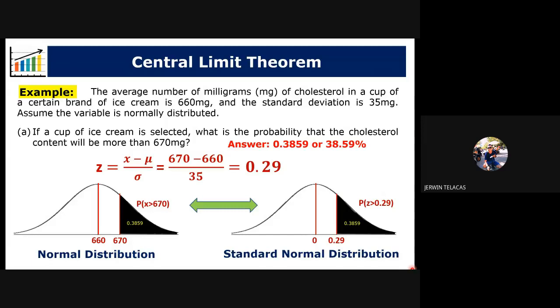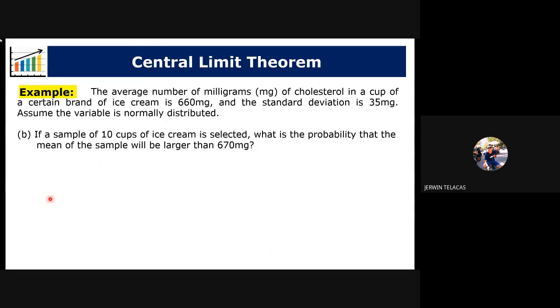Is that clear? Yes, sir. Okay, so ito i-recall lang ng topic natin. Now let's proceed to question number 2. Ngayon, the question now involves a sample. If a sample of 10 cups of ice cream is selected, what is the probability that the mean of the sample will be larger than 670 milligrams?